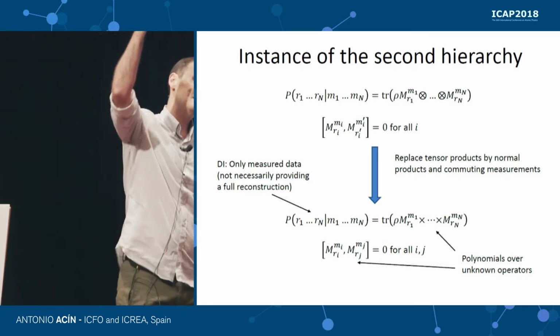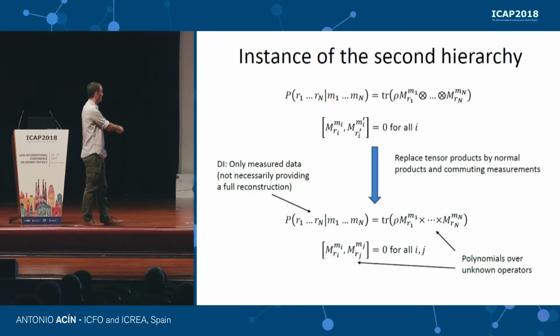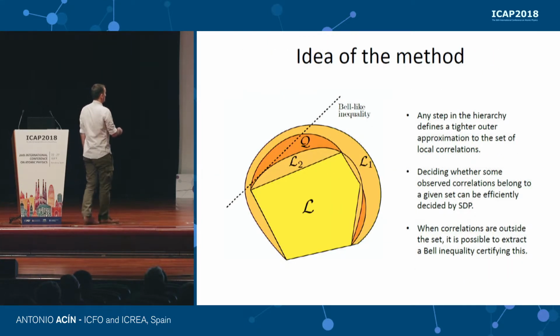So I can use the mathematical structure I was telling you about to solve this problem, because I'm dealing with a polynomial optimization problem. It's not a minimum, but you can turn it into a minimum, so this is not a problem. What I want to know is whether my numbers, my statistics, has a local model or is separable. What I'm giving is outer approximations to this set. First step in the hierarchy, second step in the hierarchy. If a point is not in L1, for sure it's not in L, so the state is entangled.